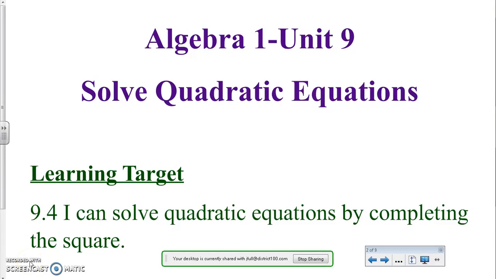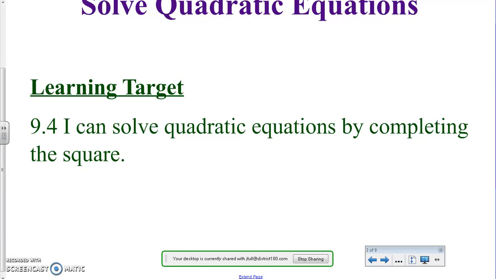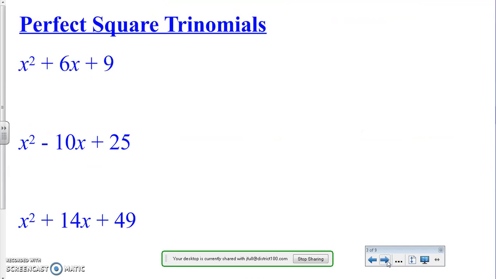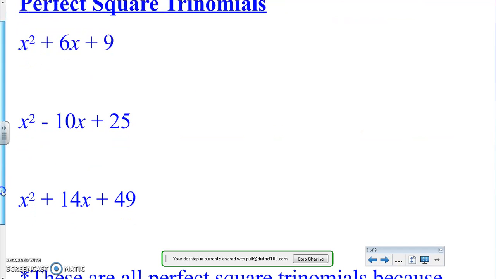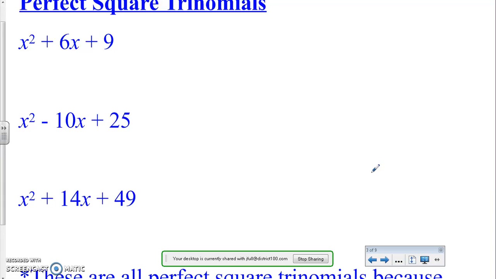Today we're going to start using a new process to solve quadratic equations called completing the square. Completing the square utilizes something that's called a perfect square trinomial. So we're going to look at those first before we actually talk about the process. You'll see these three trinomials here. These are actually perfect square trinomials because they all work out in a similar manner.